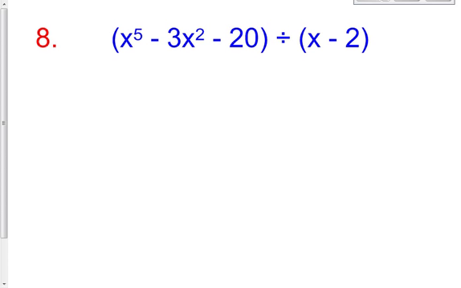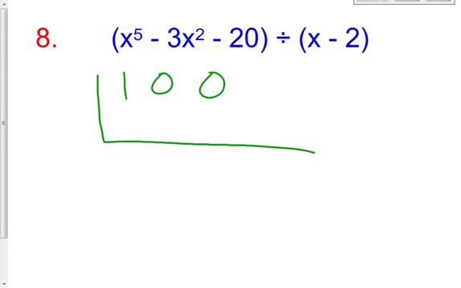All right, as you can see, our dividend here has an x to the 5th term. So that means that we should get 6 terms in our division bar. So if we write our division bar, we've got to make sure that we put in our placeholders. It's going to be 1x to the 5th, 0x to the 4th, 0x cubed, a negative 3x squared, 0x, and a negative 20. This is a big one. So we have 1, 2, 3, 4, 5, 6 terms in our division bar, and like I said, if your highest term is 5, you should have 6 terms in there.